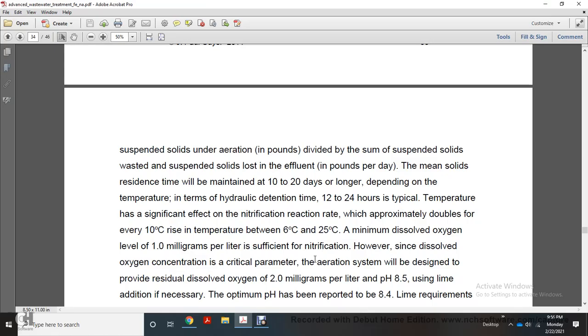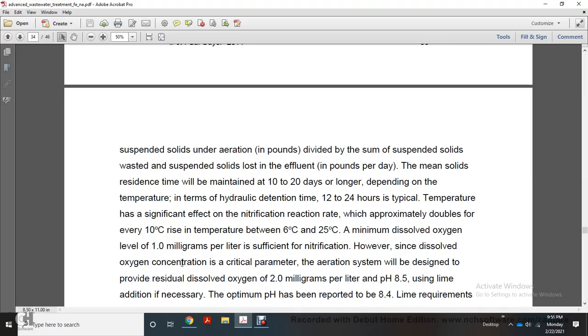The mean solids residence time will be maintained at 10 to 20 days or longer, depending on the temperature, with a hydraulic detention time of 12 to 24 hours. Temperature has a significant effect on the nitrification reaction rate, which approximately doubles with every 10 degrees Celsius rise in temperature between 6 degrees Celsius and 25 degrees Celsius. The minimum dissolved oxygen level is 1.0 milligram per liter for sufficient nitrification.